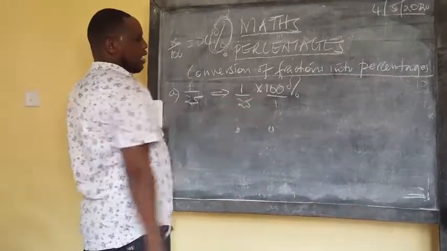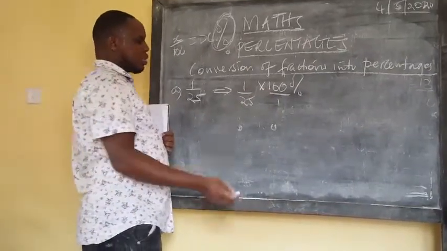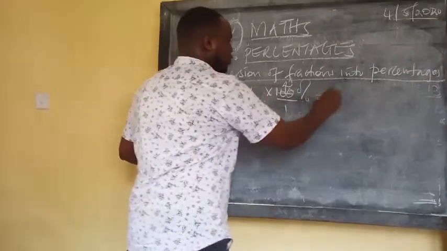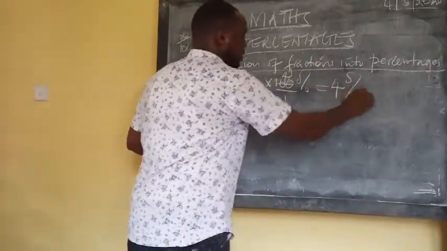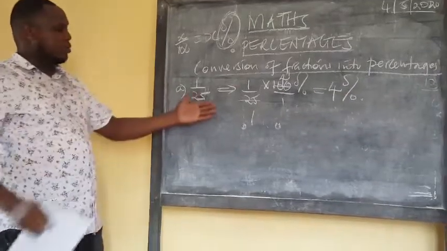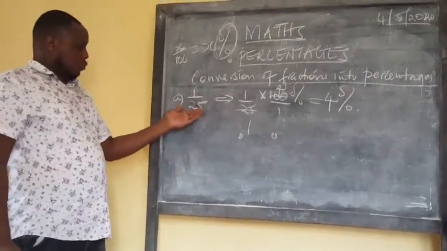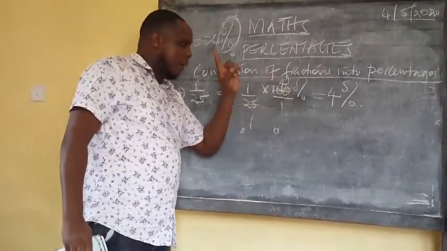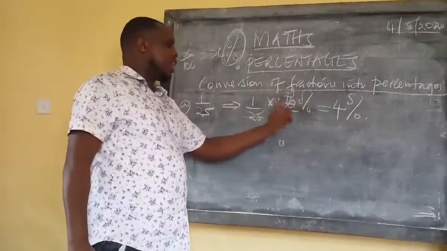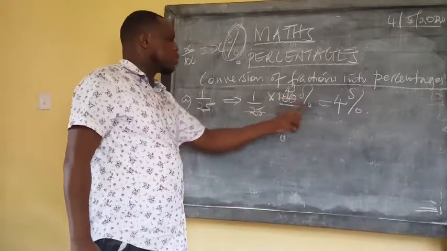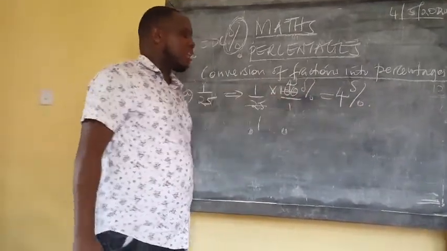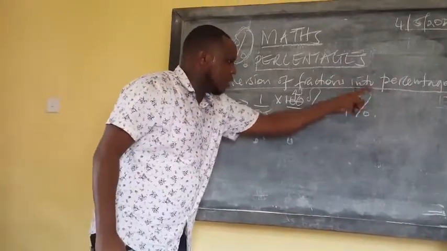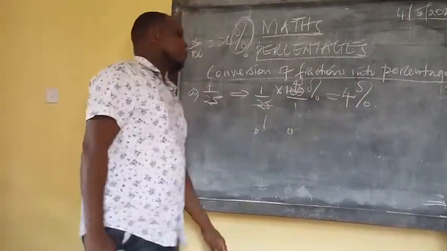So 25 and 100 share a common divisor, which is 4. By 25, 1; by 25, 4. So our answer is going to be 4%. I think you can be able to see that well, Lana. We get the fraction, we multiply it with 100%. And this percent, as we're going to simplify, must remain because it's supposed to be written there. Because we are converting a fraction to percent, this percent sign must be there.